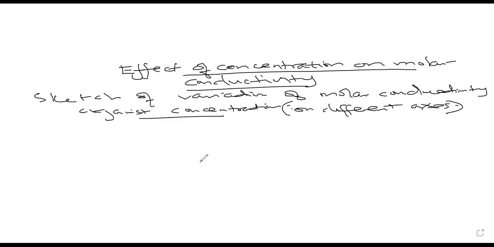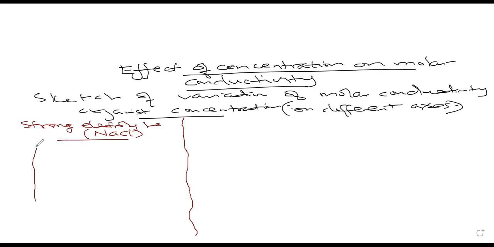If I'm looking at variation of molar conductivity with concentration for a strong electrolyte, we can have an example of an electrolyte like sodium chloride. It's a strong electrolyte. All salts are strong electrolytes. That graph will be this kind of graph. You have molar conductivity. Its units are always per ohm centimeters squared per mole, or S centimeters squared per mole.